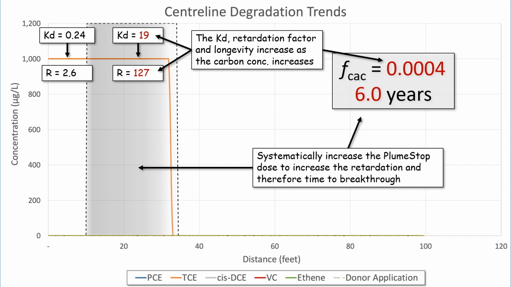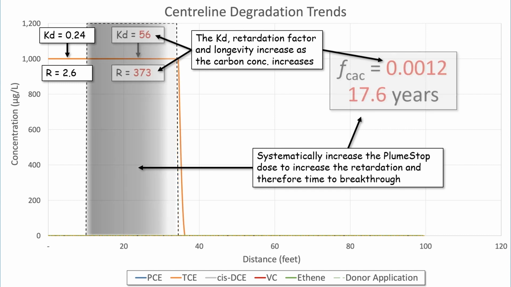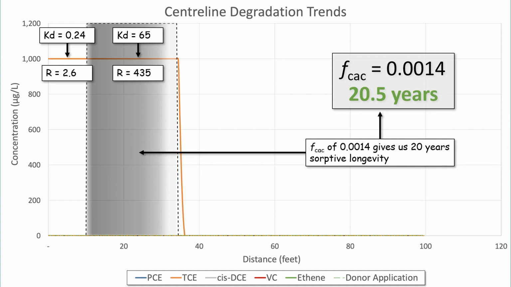0.04, up a bit more, 6 years. 0.06, about 9 years. 0.08, about 12 years to break through. 0.01, almost 15 years. 0.012, 18 years. 0.014, 20 years. That's enough for this design. So a fraction of colloidal activated carbon of 0.014 gives us 20 years of sorptive longevity.